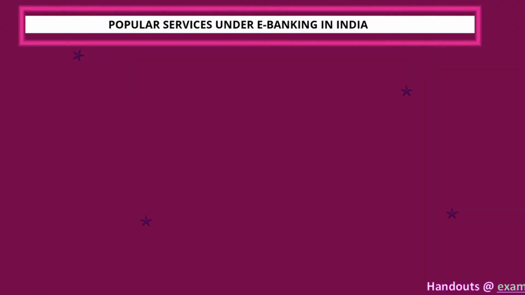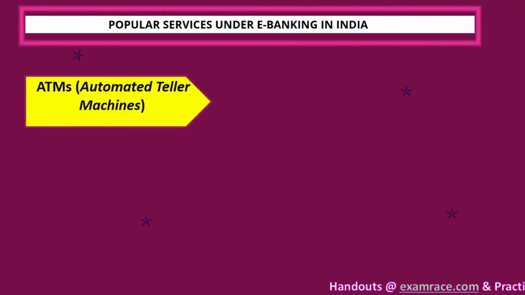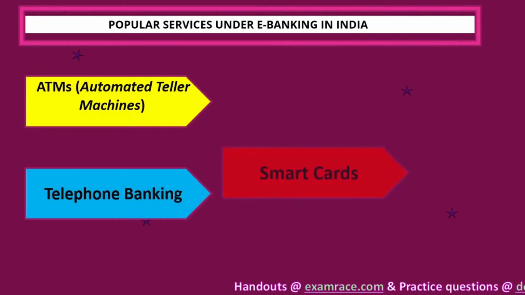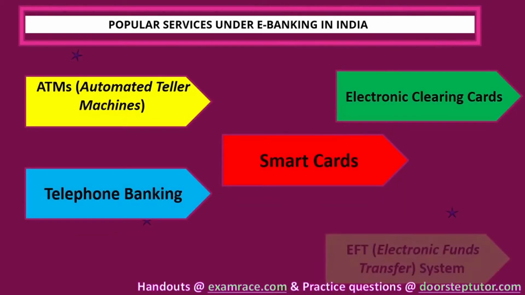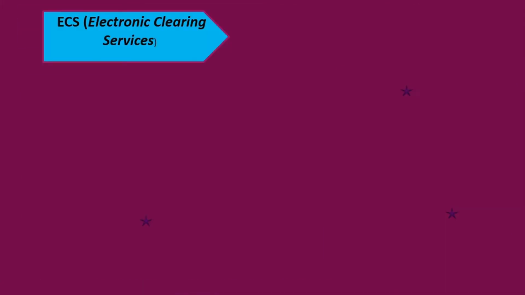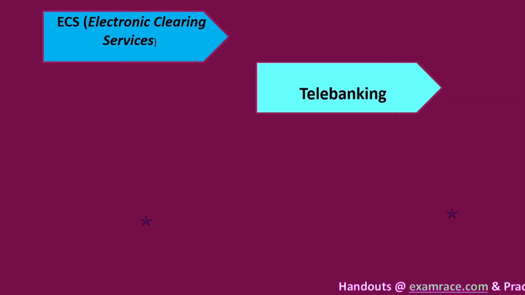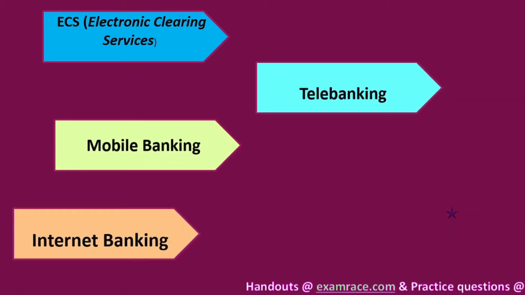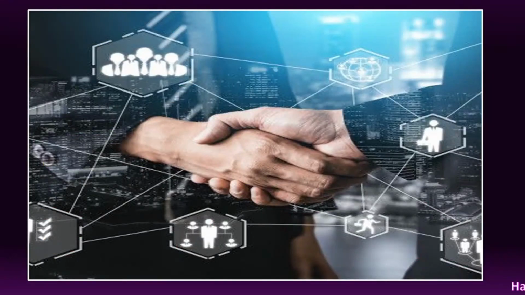Popular services under e-banking in India are ATMs, that is automated teller machines, telephone banking, smart cards, electronic clearing cards, EFT, that is electronic fund transfer system, ECS, that is electronic clearing services, telebanking, mobile banking, internet banking, doorstep banking, different types of banking.